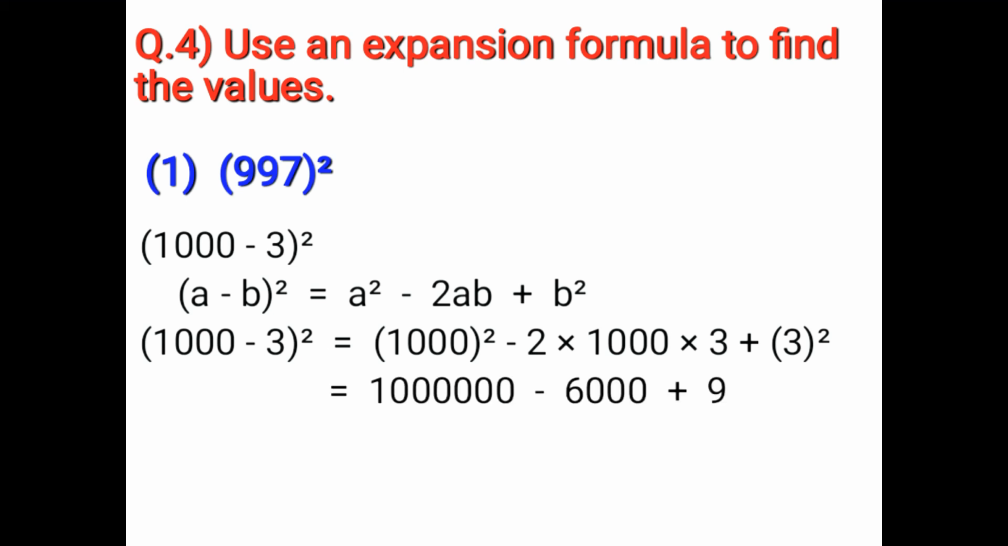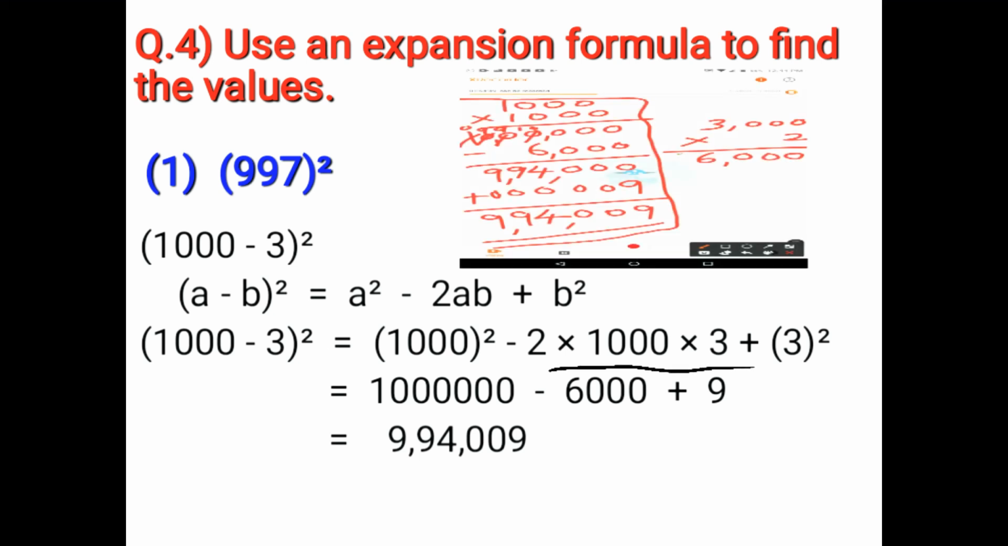Okay. It's equal to 1000 square, which means 1000 multiplied by 1000, minus 2 into 1000 into 3, which means 6000. 1000 twos are 2000. 2000 into 3 is 6000. You should know the 2 table. And then you have to add the zeros. How many zeros are there here? Plus 3 square is 9. The answer is 9,94,009.